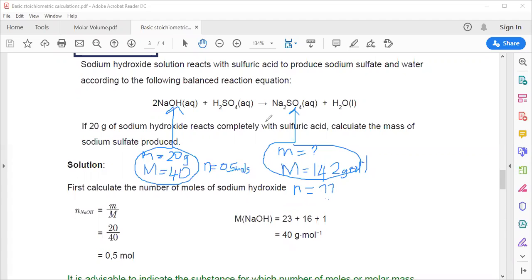So what am I going to say? I'm going to check sodium hydroxide versus sodium sulfate. What is the ratio? Sodium hydroxide, I have to write this, is to sodium sulfate. What is the ratio? 2:1. So it's Na2SO4.